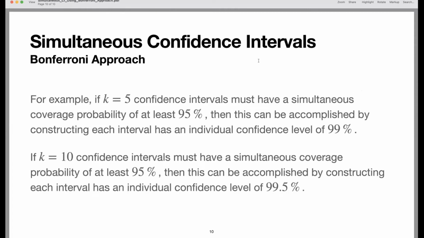So for example, suppose we have k equal to 5 confidence intervals that we want to construct, and we must have a simultaneous coverage probability of at least 95%.